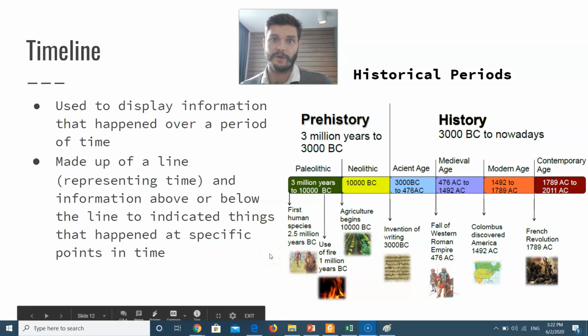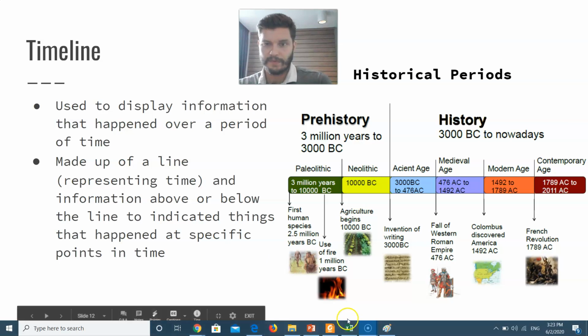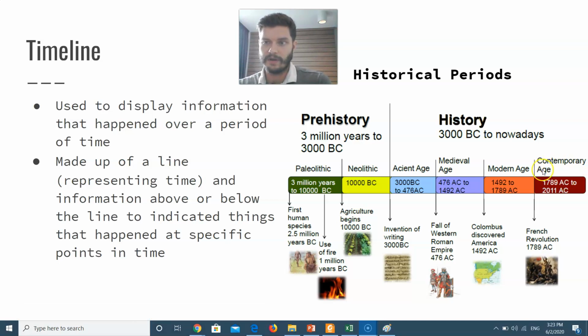I'll point out that timelines, which you will create yourself, can have images to give more information to the person that is looking at and interpreting that timeline. Now, of course, with this timeline over here on the right, we have the most recent thing that happened, the contemporary age, something that's still going on, although this timeline seems to end at 2011. We know that the contemporary age is continuing.